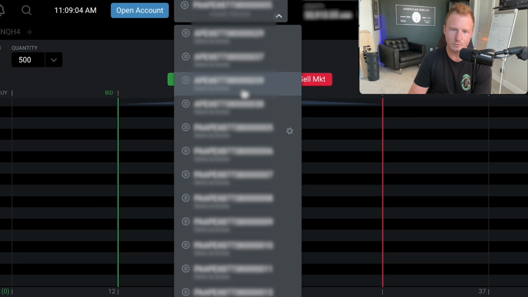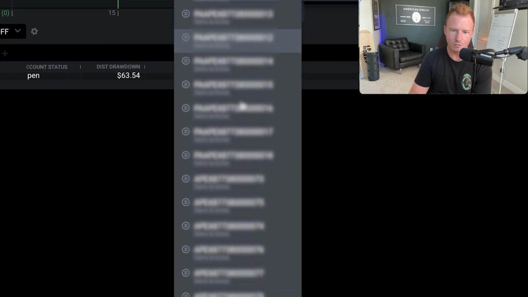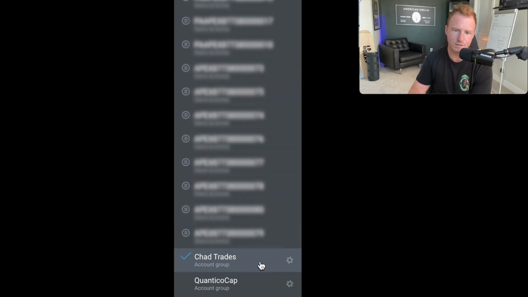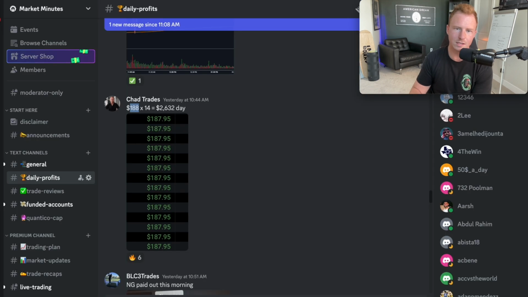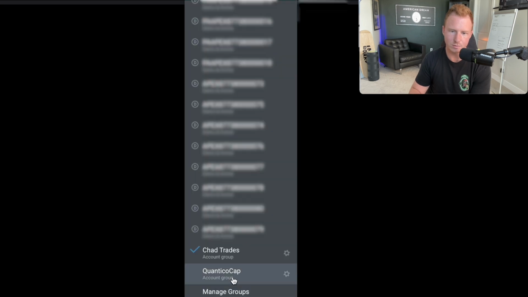But anyways, as we can see, if we go down here, what you'll notice is we have Chad Trades and Quantico Cap, right? So these are my two different strategies I like to trade with. So these 14 accounts, I trade with the Chad Trades group. So basically this group is spread across 14 different accounts. And then my second account group is Quantico Cap. That's another strategy I use on my 6 other accounts.